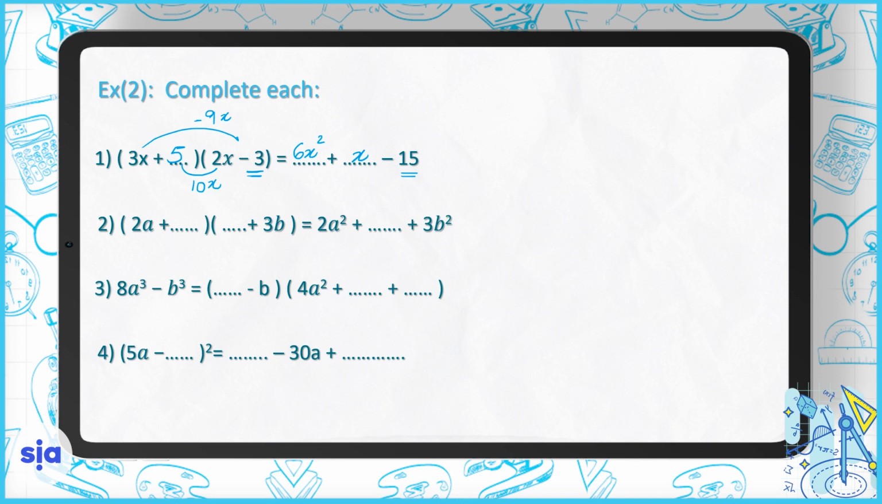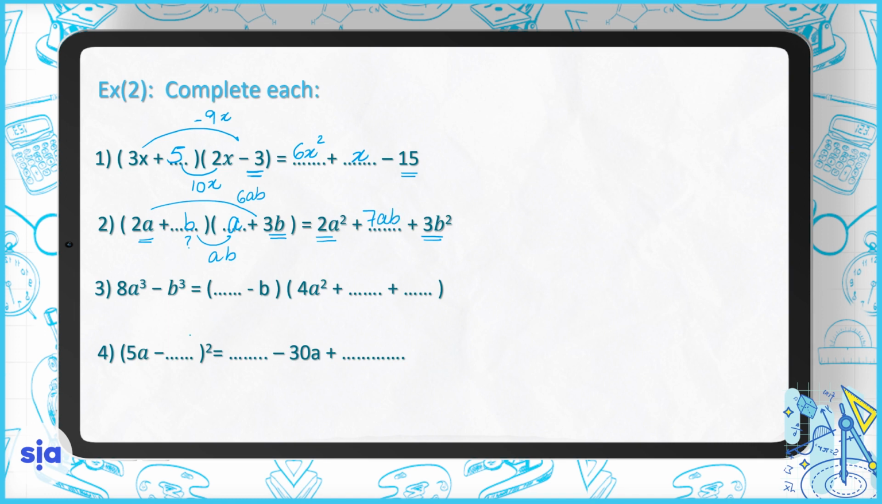Question 2. 2a multiplied by what equals 2a squared? Yes, it's a. While 3b multiplied by what gives you 3b squared? Yes, it is b. To find the middle term, we multiply 2a times 3b, this is 6ab, and here b times a, this is ab. When you add them together, this is 7ab.